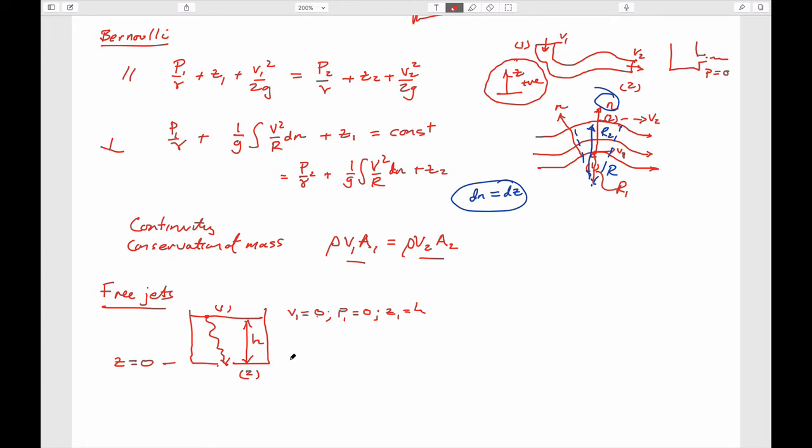And we know that the velocity at 2, well, we don't know. Because the fluid is coming out at that point and it's atmospheric around it, we know that the pressure is atmospheric, and we know the elevation relative to our datum is this. And if we take those and use Bernoulli, we get that the velocity is equal to square root 2gh, I believe.